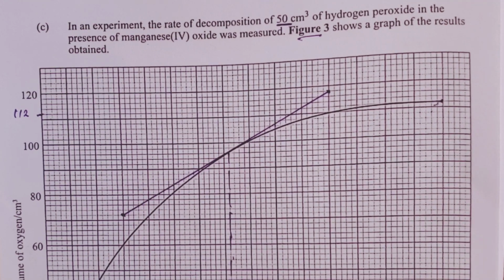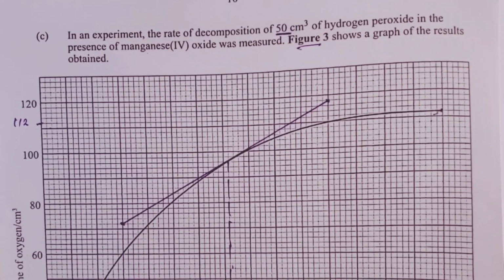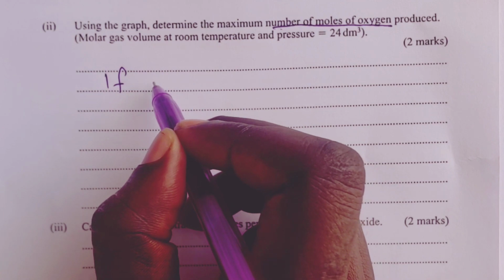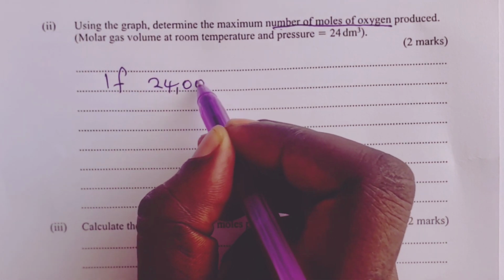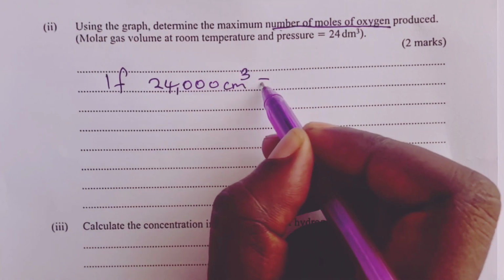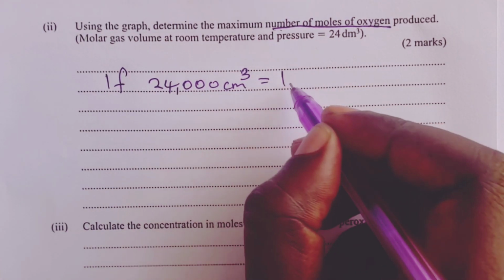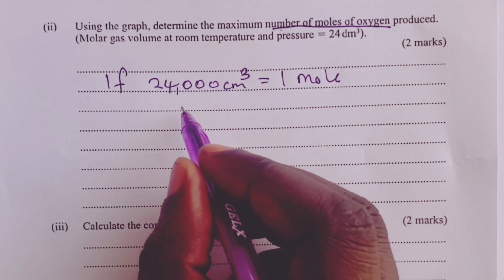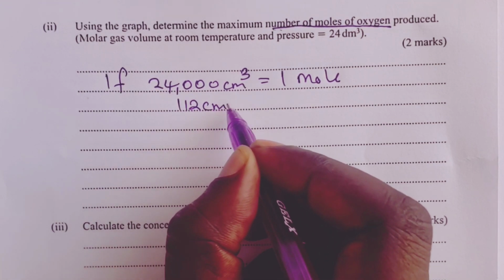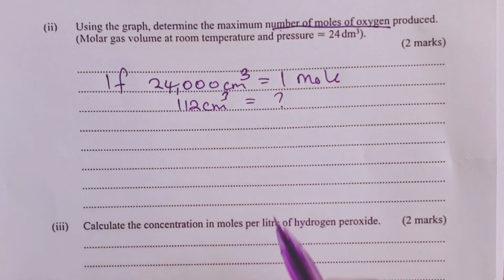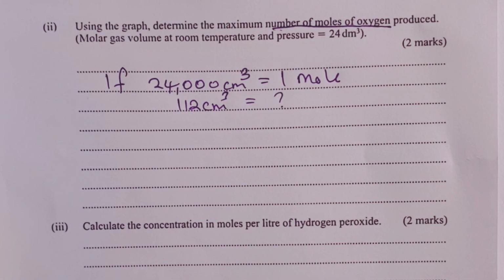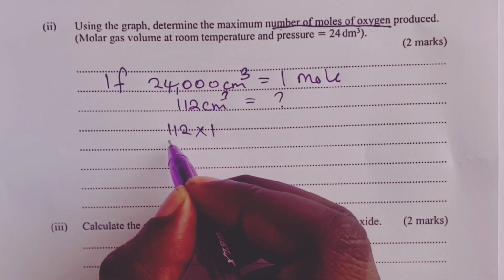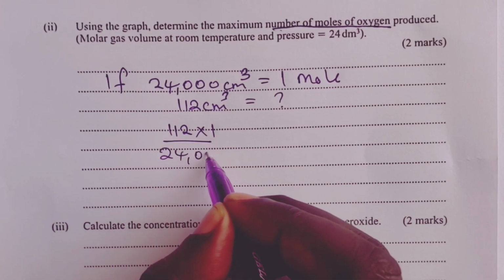So we are supposed to use that volume to help us calculate the number of moles. To answer our question, we know that 24,000 cubic centimeters of oxygen gas at room temperature and pressure is equivalent to 1 mole of it. From our graph, we only obtained 112 cubic centimeters. So how many moles would that be equivalent to? If we do cross multiplication, we have 112 multiplied by 1 divided by 24,000.